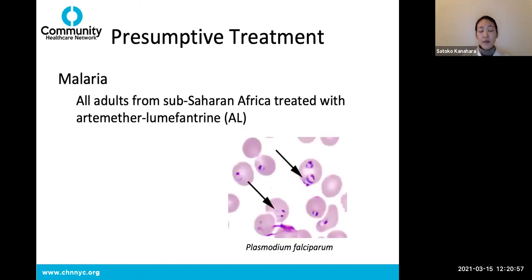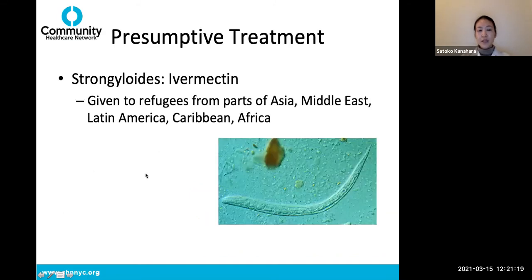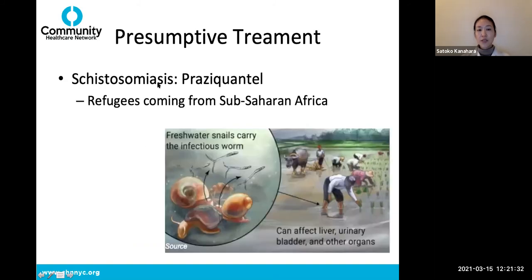And if they are coming from Africa, all of the refugees will receive treatment for malaria. And Asia, Africa, Middle East, Latin America, so a lot of the places that have high prevalence of parasitic ailments, they will receive albendazole prior to coming to the United States. And strongyloides, also in these areas, if the refugee patients are coming from these areas, they're supposed to get ivermectin as a presumptive treatment for strongyloides due to higher prevalence of these diseases. And schistosomiasis if the patient is coming from sub-Saharan Africa.